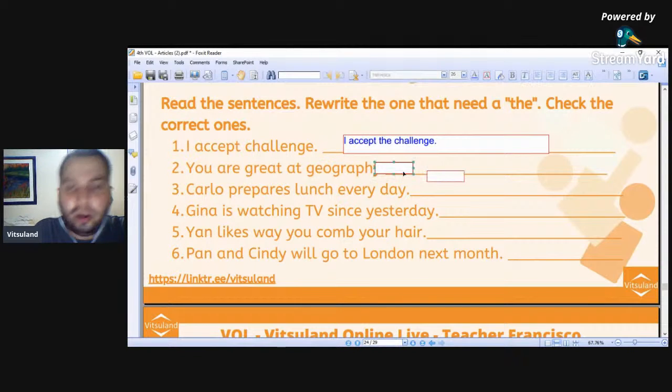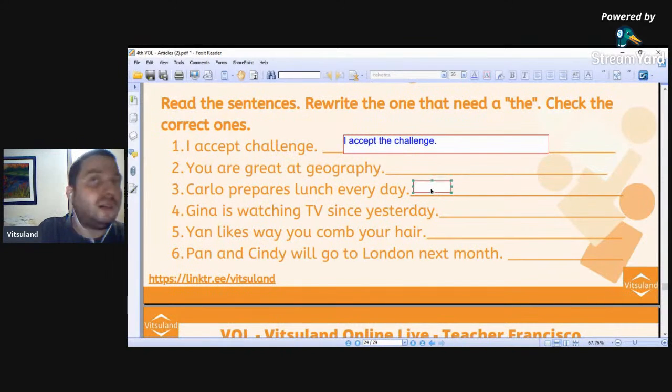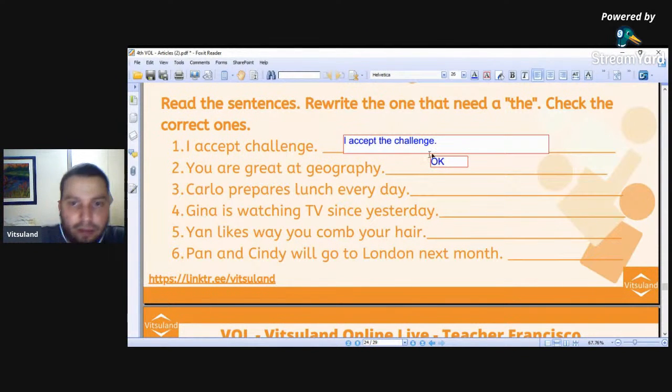You're good at geography. According to what we saw before, there's no need for articles when we use school subjects. So geography, it's okay. Carlo prepares lunch every day. It's okay. Lunch is abstract. We saw dinner, breakfast. So we don't need it. So okay.